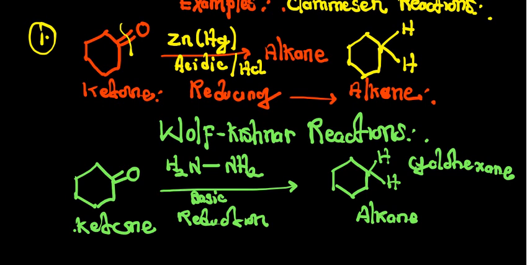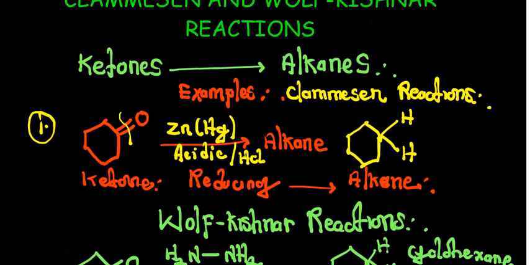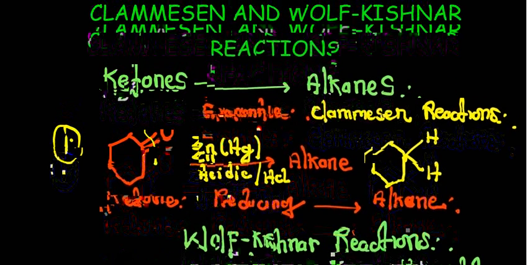We are trying to make sure that we reduce the ketone to the alkane. The zinc and the mercury in the presence of an acidic solution, that is the Clemmensen reaction. The hydrazine in the presence of a strong basic solution, that is the Wolff-Kishner reaction. So that is the main difference between the two reactions. I just thought of emphasizing the difference between the Wolff-Kishner reaction as well as the Clemmensen reaction.